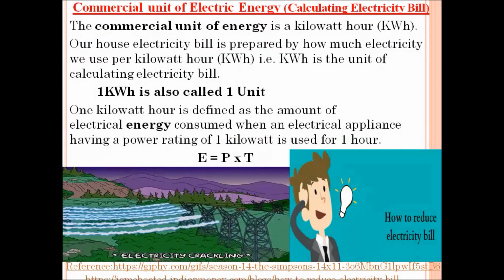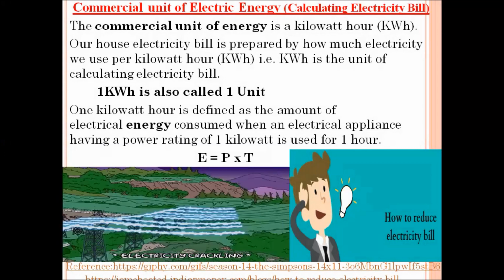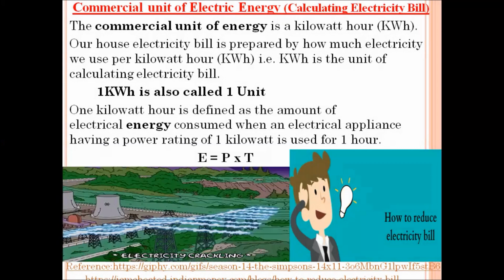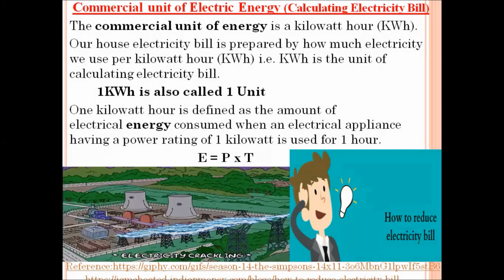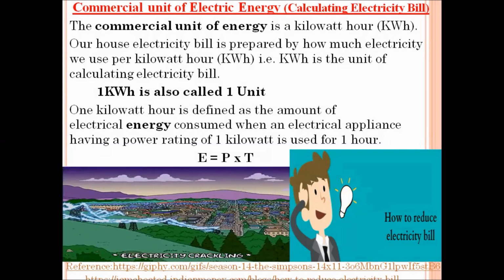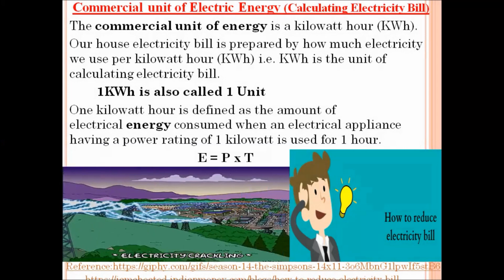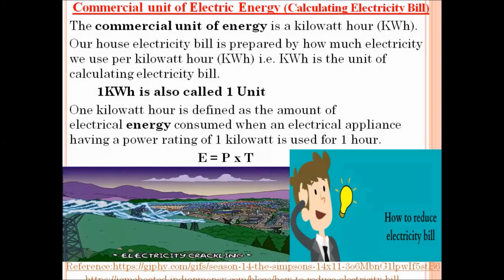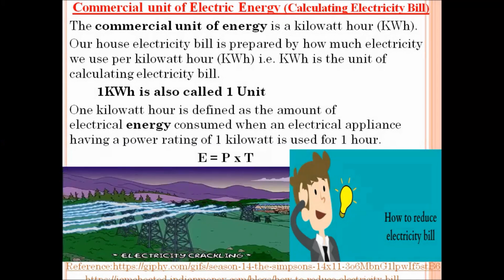Commercial unit of electric energy. The commercial unit of electric energy is kilowatt hour and it is also called unit. Electricity bill is generated by calculating the total number of units consumed. 1 kilowatt hour is defined as the amount of electrical energy consumed when an electrical appliance of power 1 kilowatt is used for 1 hour.